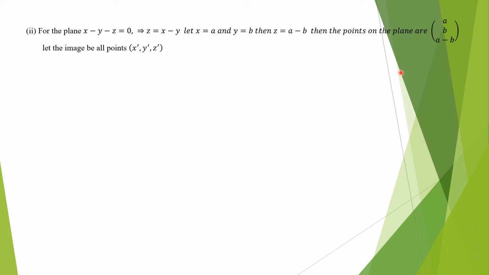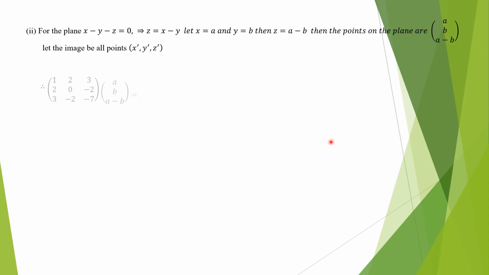For example, for the line, the first thing we had to do was to get the variable matrix for all points on that line. So it's the same thing we need to do for this plane. We get the variable matrix for all points on that plane. Now let's assume all points x prime, y prime, and z prime are the images of these particular points a, b, and a minus b.